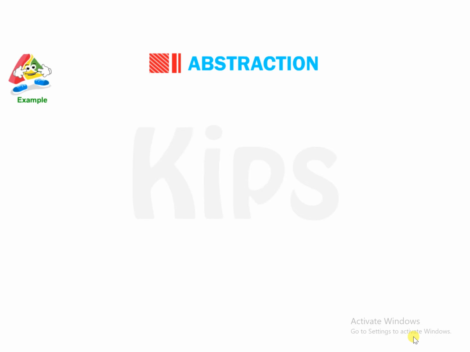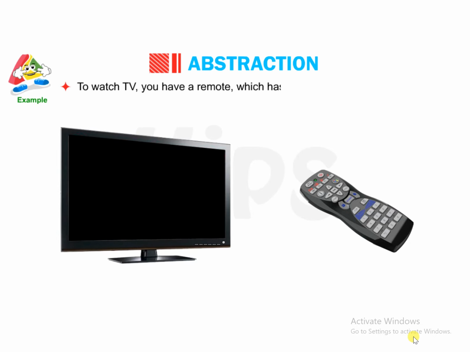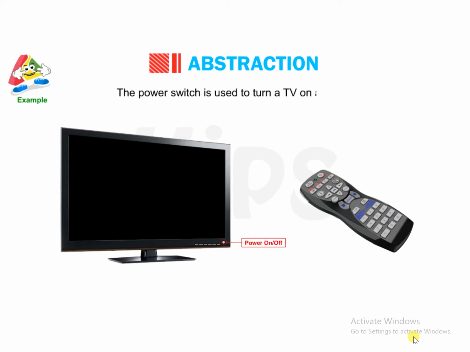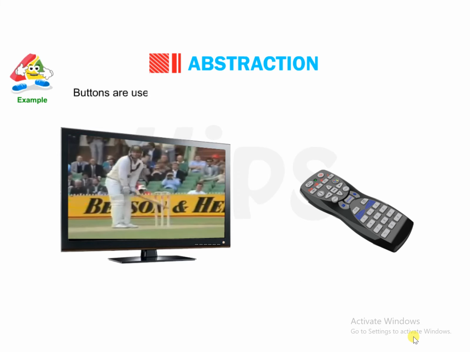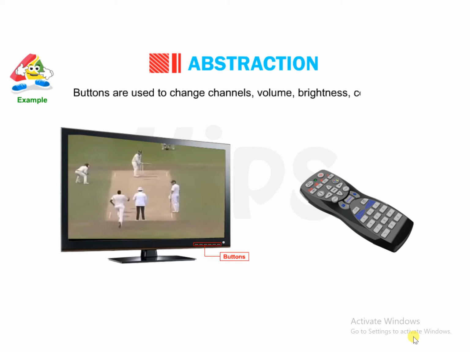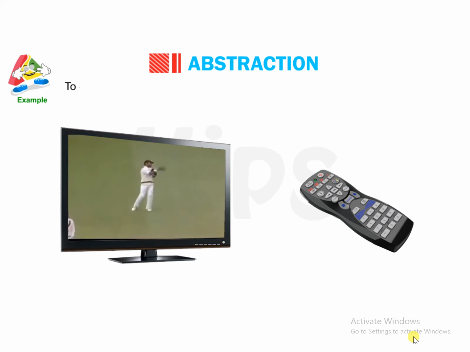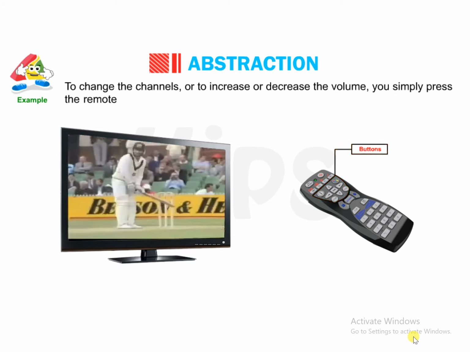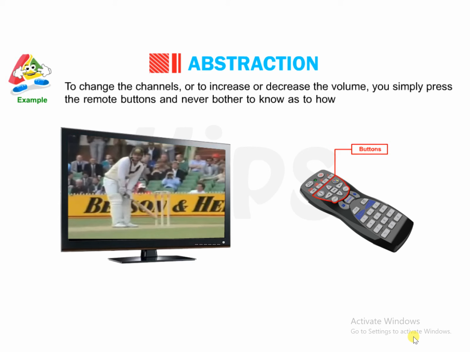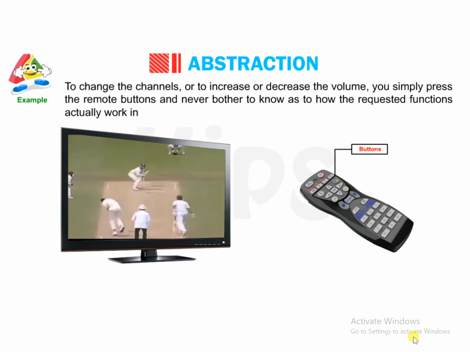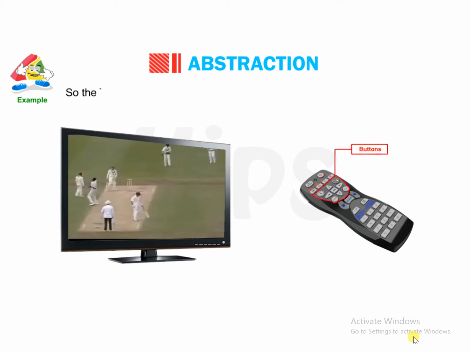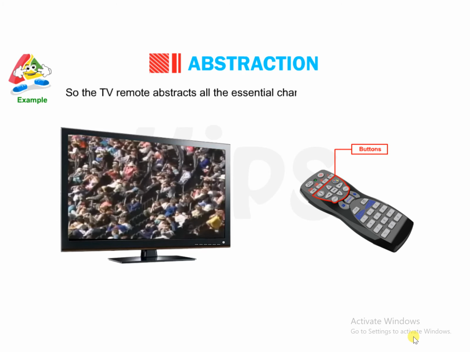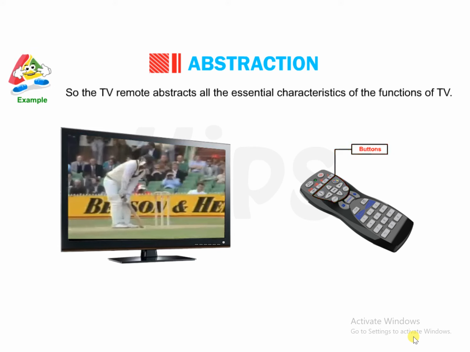Let us take an example. To watch TV, you have a remote which has all the important functions required to view a program on TV. The power switch is used to turn a TV on and off. Buttons are used to change channels, volume, brightness, contrast, etc. To change the channels or to increase or decrease the volume, you simply press the remote buttons and never bother to know how the requested functions actually work in the background. So the TV remote abstracts all the essential characteristics of the functions of TV.